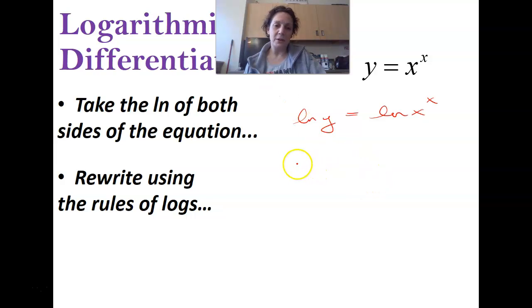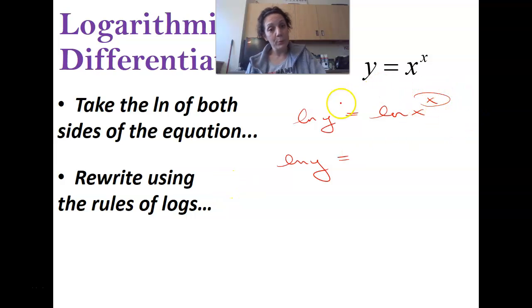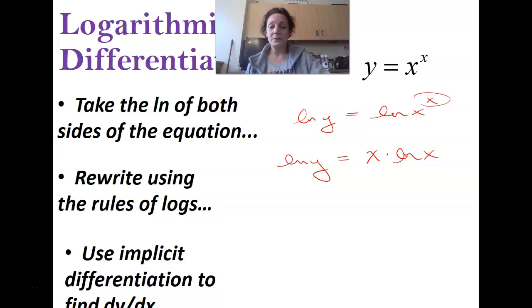So on the left, I don't have much to do. It's still just the ln of y. On the right, though, I can now take this x and bring it down as a multiplier. So this is going to become x times the ln of x. From here, there's nothing new. All it is implicit differentiation. Okay? So my last step is going to be to use implicit differentiation.